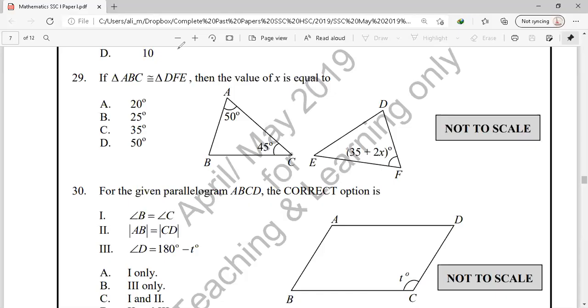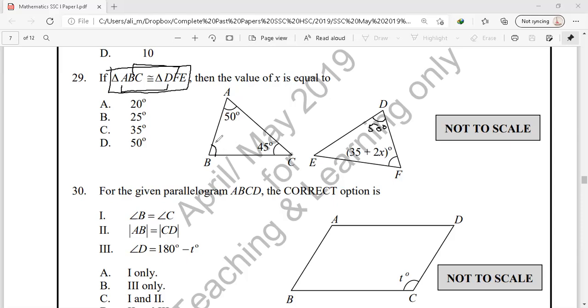Next we have question number 29. In question number 29, these two triangles are congruent, and we have to find the value of x. From this congruency statement, angle A is equal to angle D, which is 50 degrees. Angle B will be equal to angle F.